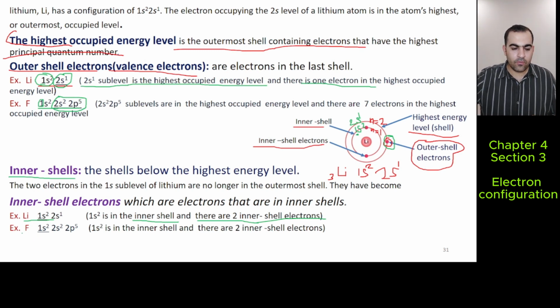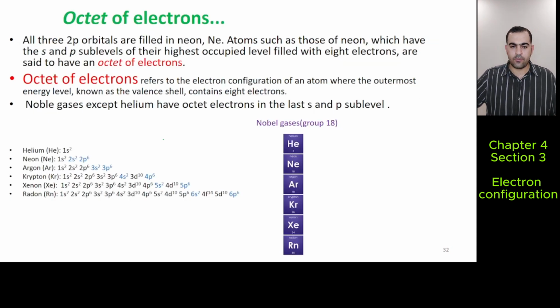Here, for fluorine, 1s2 is also in the lowest level, in the inner shell. How many electrons does it contain? 2. So there are 2 inner shell electrons. So you can do it for other examples too. Later, inshallah, we will do some more examples.